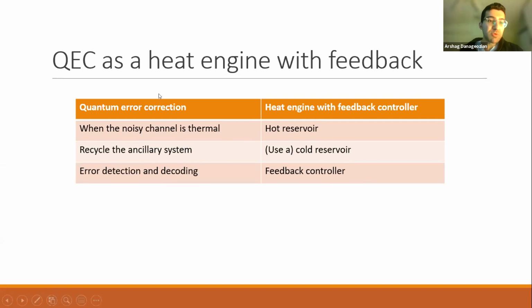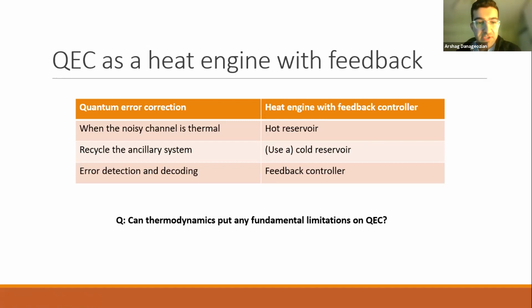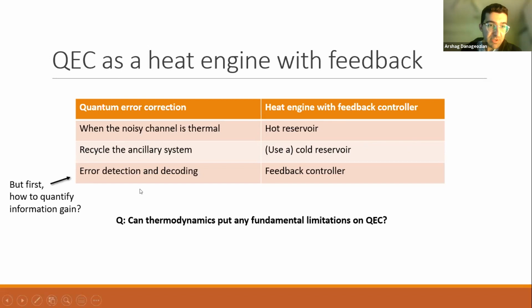For quantum error correction, we of course need to do error detection and decoding. And for the heat engine case, this will correspond to adding a feedback controller. So you can already see a link between quantum error correction and heat engines with feedback controllers. And this has been well known, as I said before. So then, of course, the obvious question is, if there's a link like this, what can thermodynamics say about quantum error correction? Is there any statement that we can make? Before I go deeper into this, I need to tell you, however, how you would quantify the information gain with the detection step of quantum error correction.